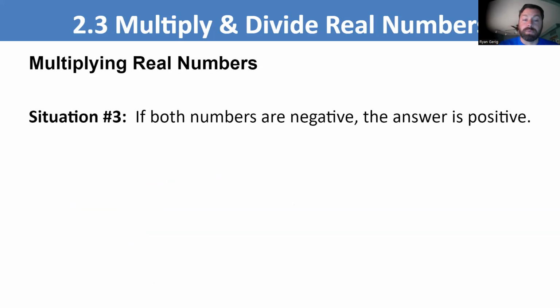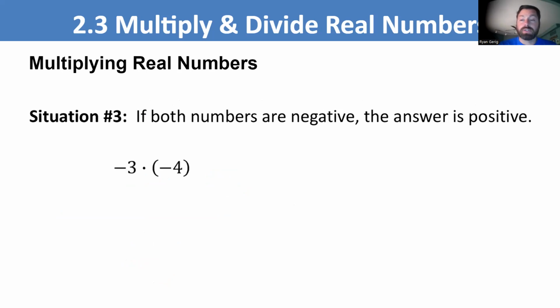All right, situation number 3. What happens if both numbers are negative? Well, then the answer is positive. Now, this one's a little harder to understand. Real quick, both negative numbers, I'm multiplying them, I get 12 as my answer.